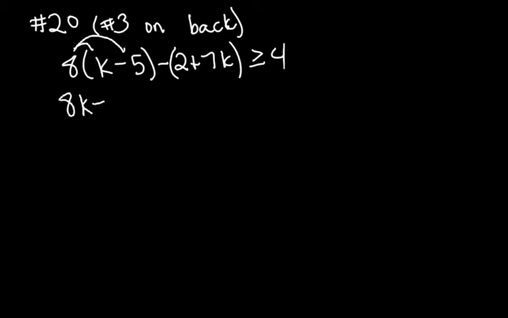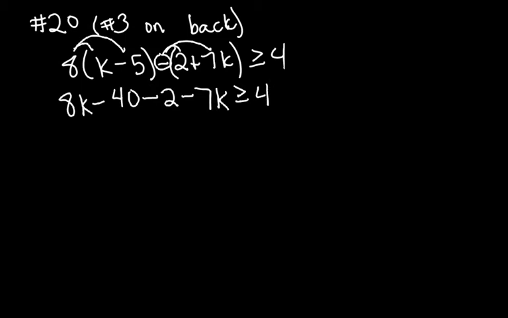So when I distribute the 8, I get 8k minus 40. And then I'm going to distribute the negative symbol, and I get minus 2 minus 7k. And the symbol stays the same. We didn't do anything to it.